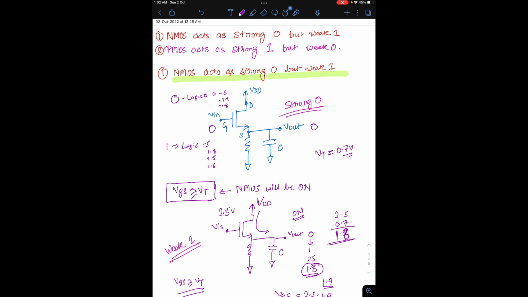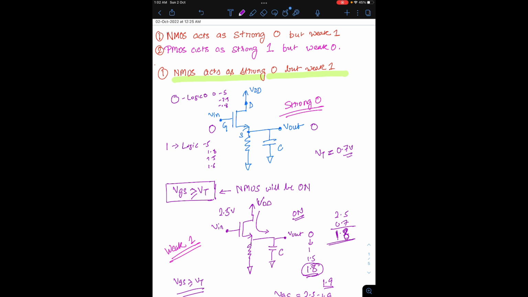Now this is a basic NMOS gate. This is the gate terminal, drain, source, and this is the capacitor, because every output voltage has to be stored in some capacitor. Even if it's not present, we will be making a capacitor which has a capacitance C. This is the output terminal, this is the input terminal.